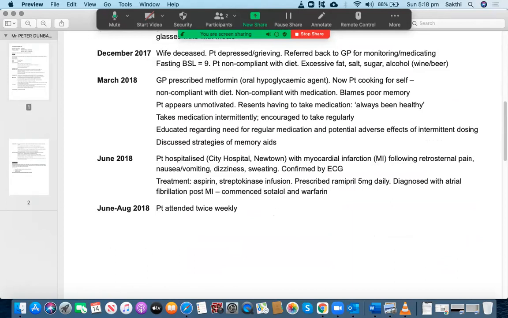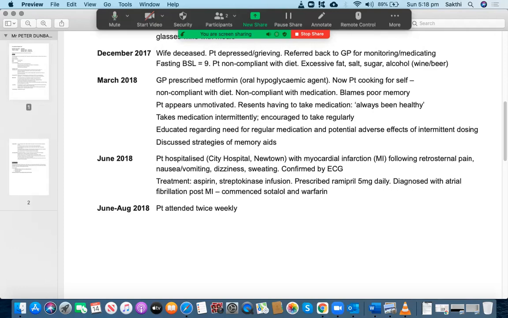Patient is cooking for himself, non-compliant with the diet, non-compliant with the medication, blames poor memory. Patient appears unmotivated. Reasons: having to take medication, always been healthy, takes medications intermittently, encouraged to take regularly. Educated regarding need for regular medication and potential adverse effects of intermittent dosing, discussed strategies of memory aids.